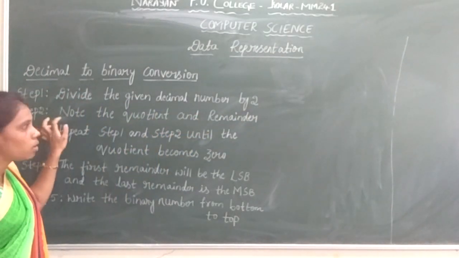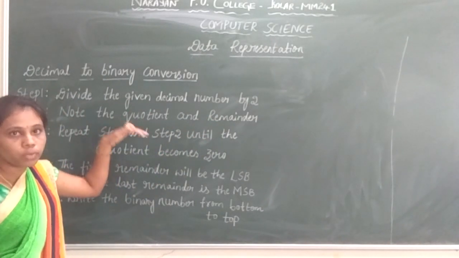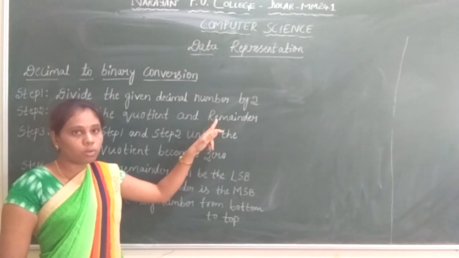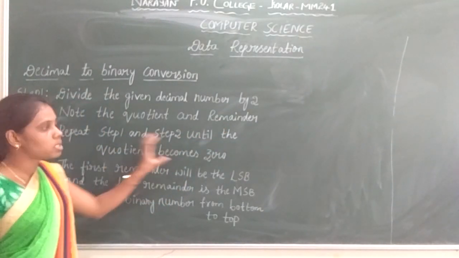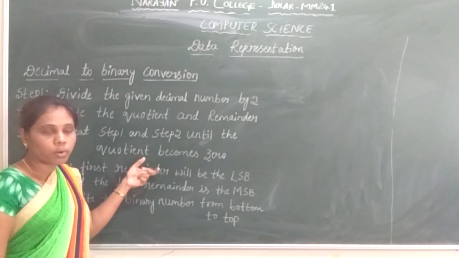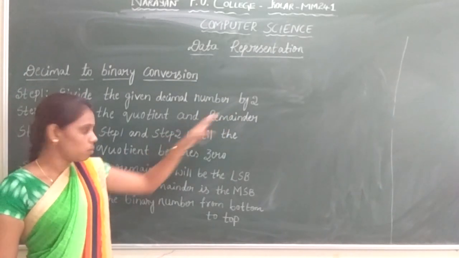The next step is note the quotient and remainder. Quotient is nothing but the value which we get after dividing by 2. Remainder is what is the left out value. In the next step, we need to repeat step 1 and step 2 until the quotient becomes 0, or stop the process where the number cannot be further divided by 2.